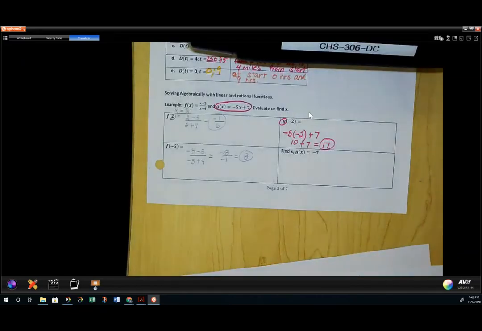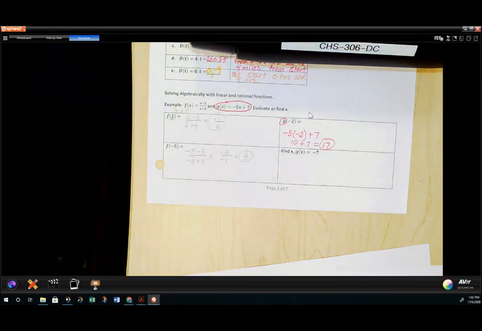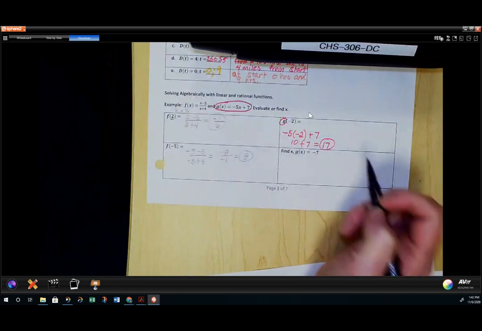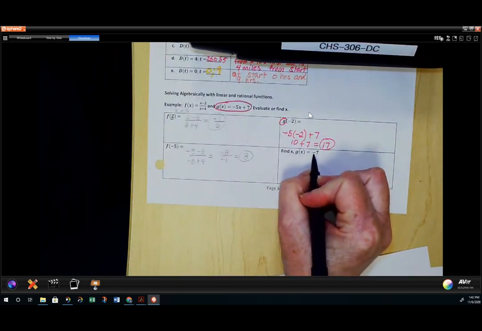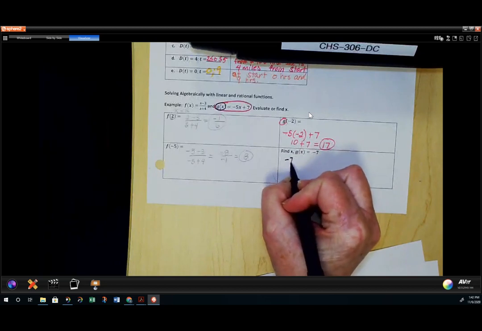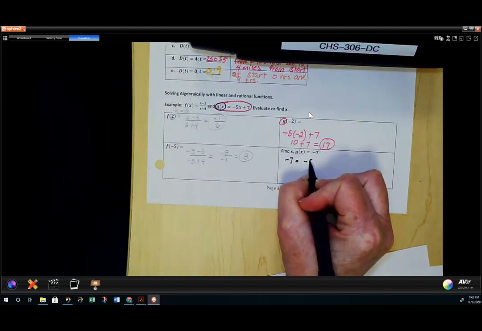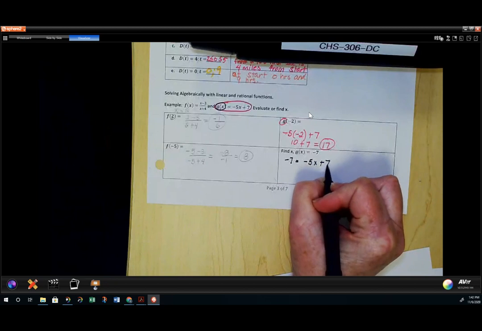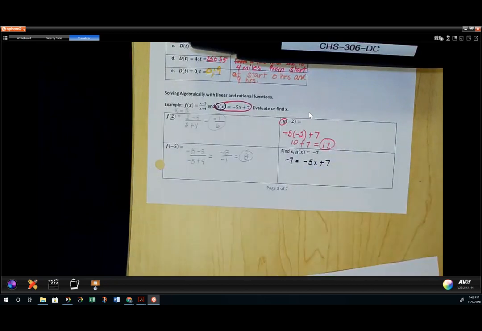So in this case, we're going to learn how to solve. This is that last question I told you we would do later. So we're going to put -7 in for that g of x. So -7 is equal to -5x plus 7. And then we're going to go through and solve for x.